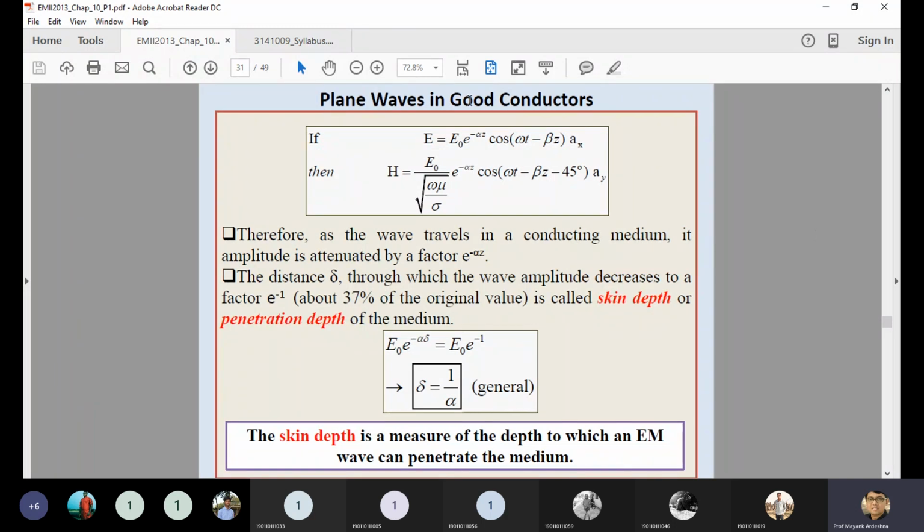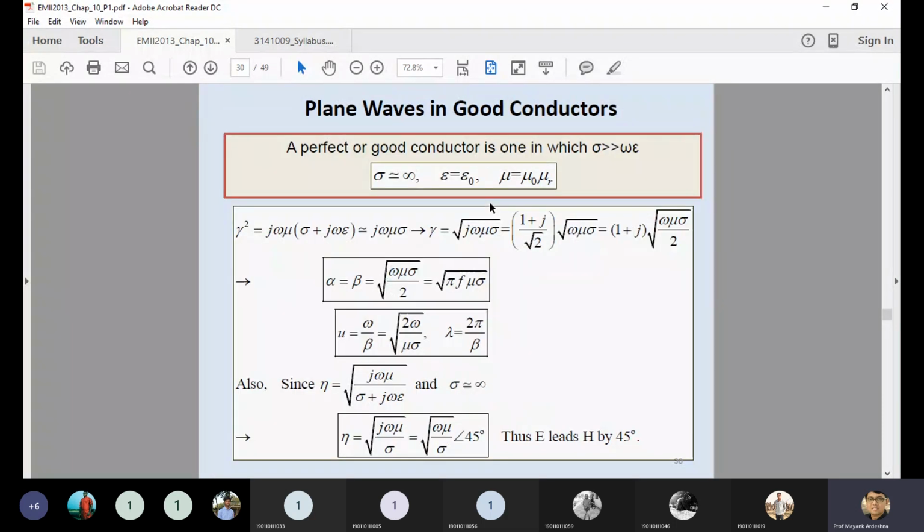Now we derive this equation. You can easily identify here: E is equal to E0 e raised to minus alpha z cos of omega t minus beta z. And the second is the magnetic field equation H. Similar equation, but instead they replace the value with the intrinsic impedance. You can see this is E0 upon eta, the intrinsic impedance. And for the good conductor, the intrinsic impedance is this one.